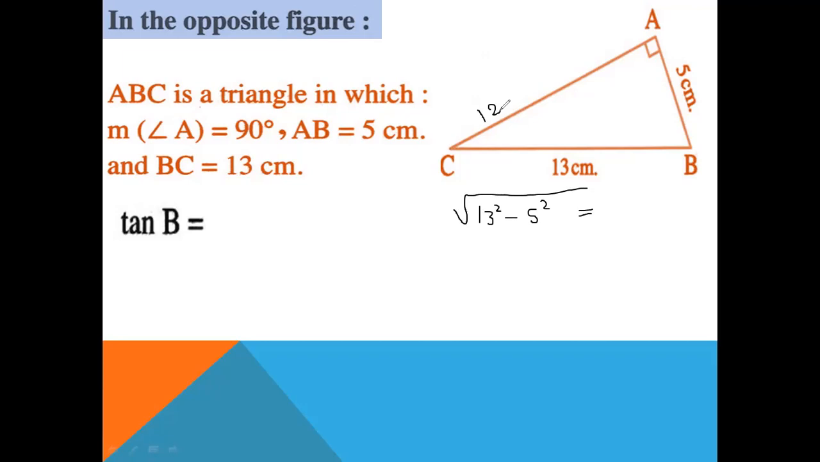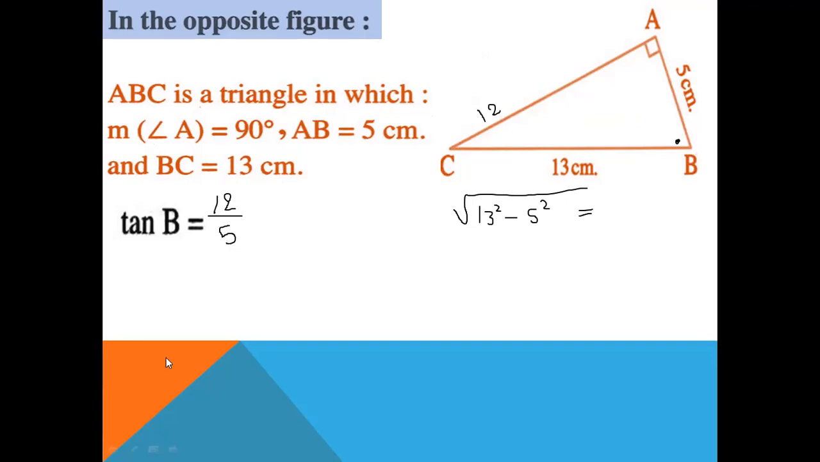Now we need to find tan B. Which one is B? Yes, this is B. Tan B. Who can tell me tan? Tan is 2, opposite over adjacent. Yes, opposite over adjacent, then 12 over 5. Super.